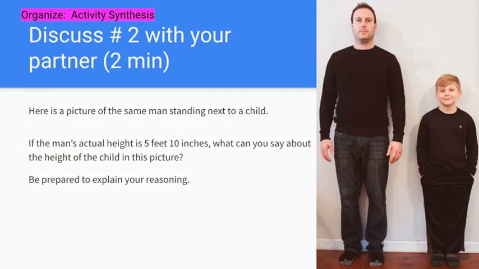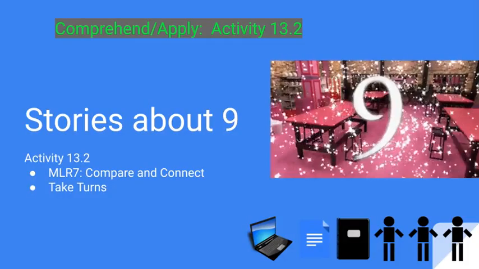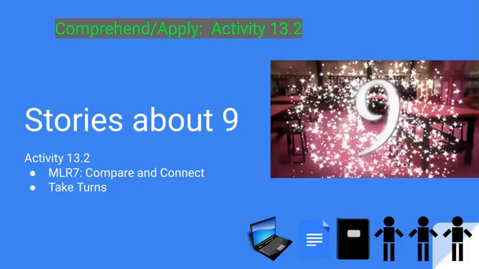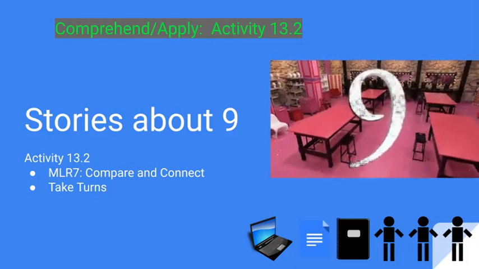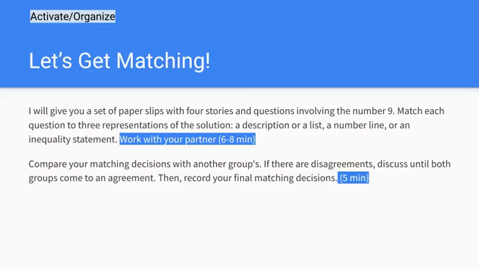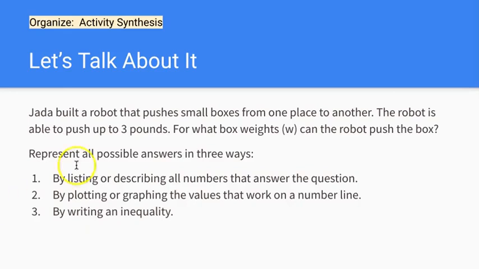Okay, and we're going to be using more of that precision language as we talk further, instead of bigger or smaller or such. We would go through 4 different stories if we were in the classroom, but we are really just going to talk about one particular story. So Jada built a robot that pushes small boxes from one place to another. The robot is able to push up to 3 pounds. For what box weights can the robot push?